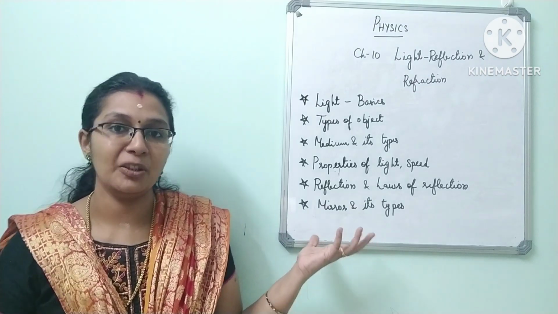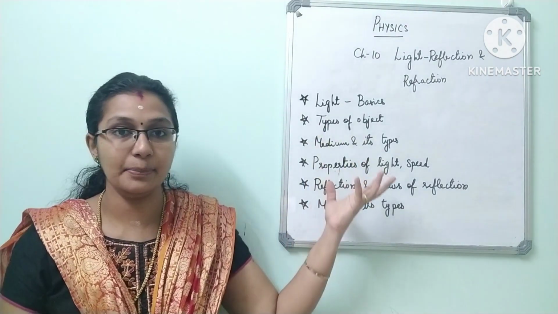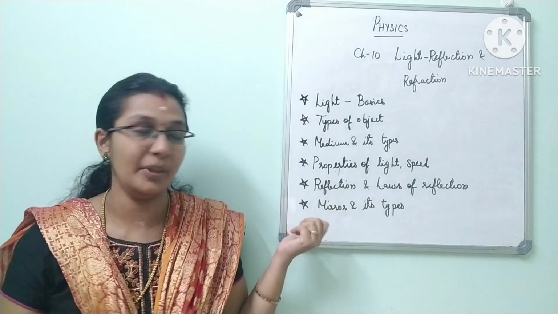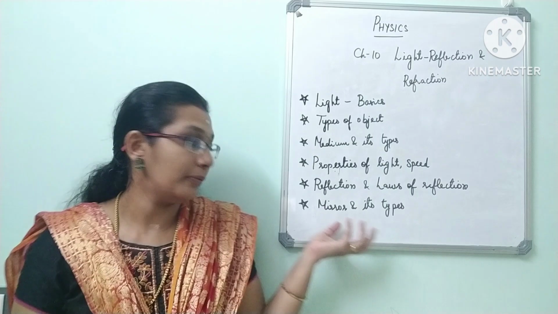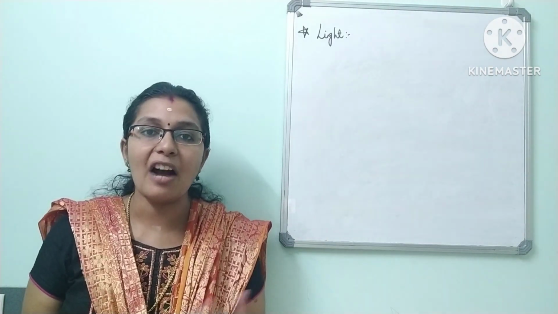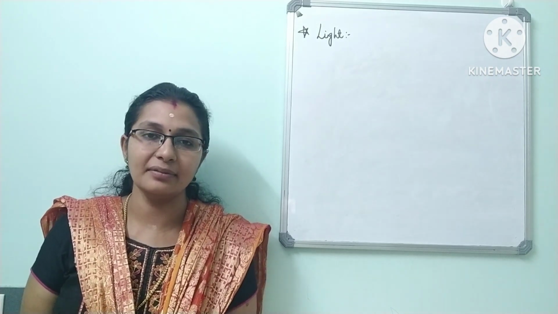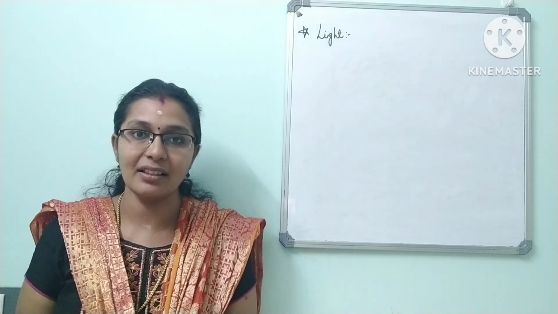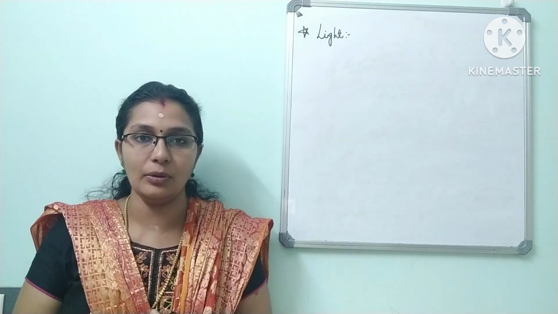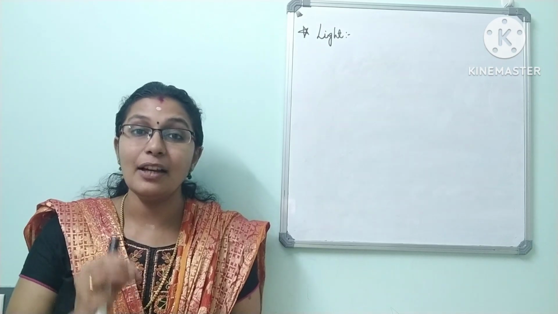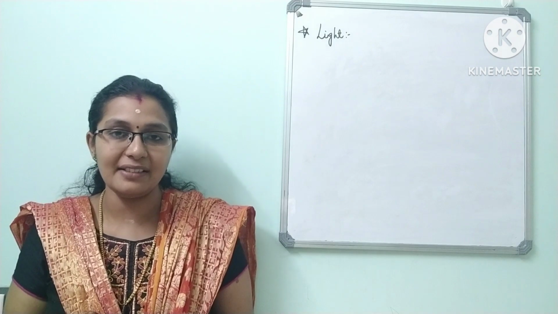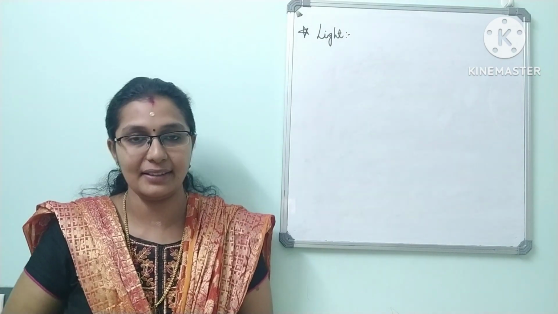These are all the topics that we are going to cover in this session: light and its basics, types of object, medium and its types, properties of light, then speed of light, reflection and laws of reflection, mirror and its types. Have you ever wondered how we are able to see things around us? Through light. So light is a form of energy that enables us to see things around us. Kindly note, it is not a source of energy.